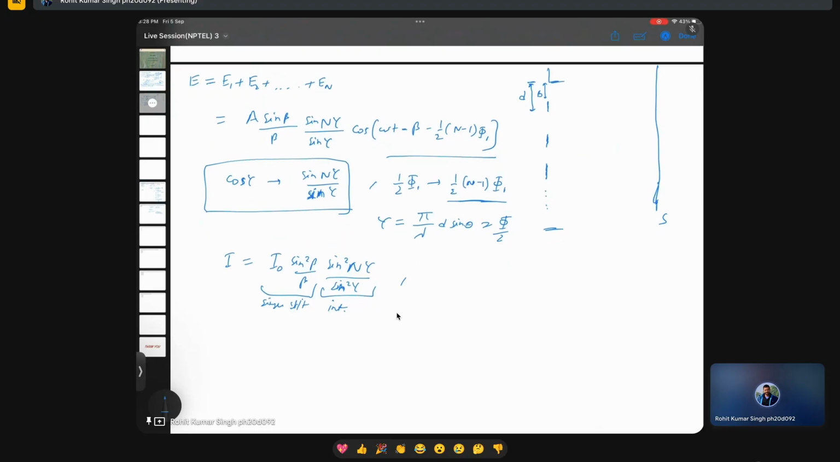Now where will you have the interference maxima? As you can see, interference maxima should be at gamma equal to m pi. It is not straightforward, but you can derive this. At gamma equal to m pi, I will be equal to I naught sine square beta by beta, times n square.